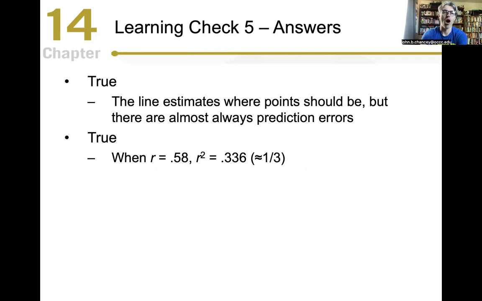And then second, when r equals 0.58, all we have to do is square that for r squared, and that gives us 0.336, which is roughly a third.